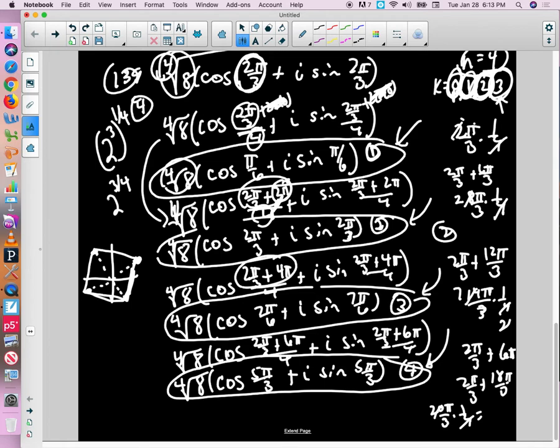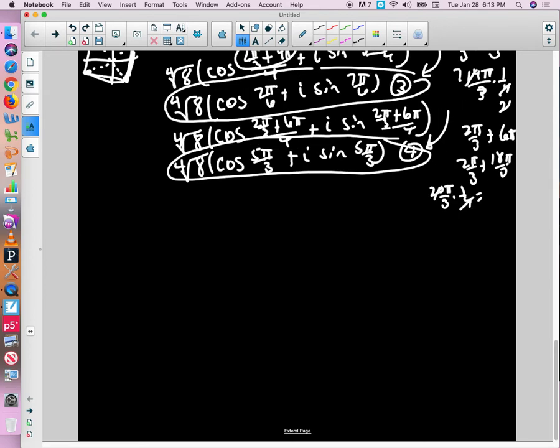Okay, now one thing to make this easier is this. Notice all of this stuff when you're taking the nth root of r times the cosine of theta plus 2 pi k over n, plus i sine of theta plus 2 pi k over n.